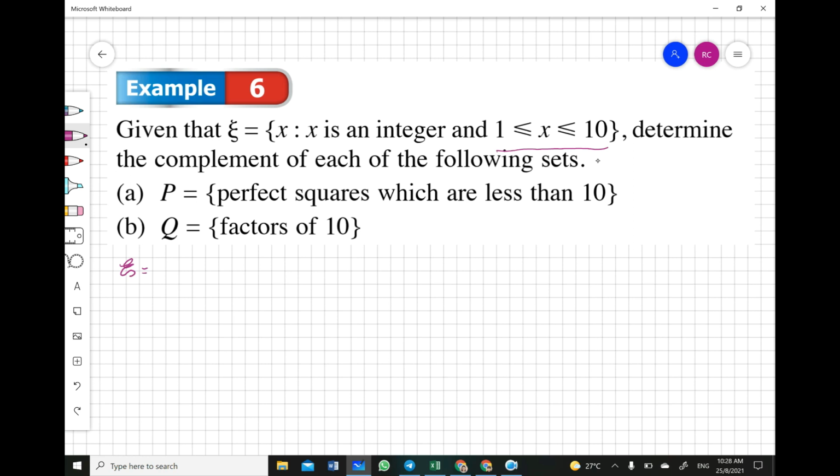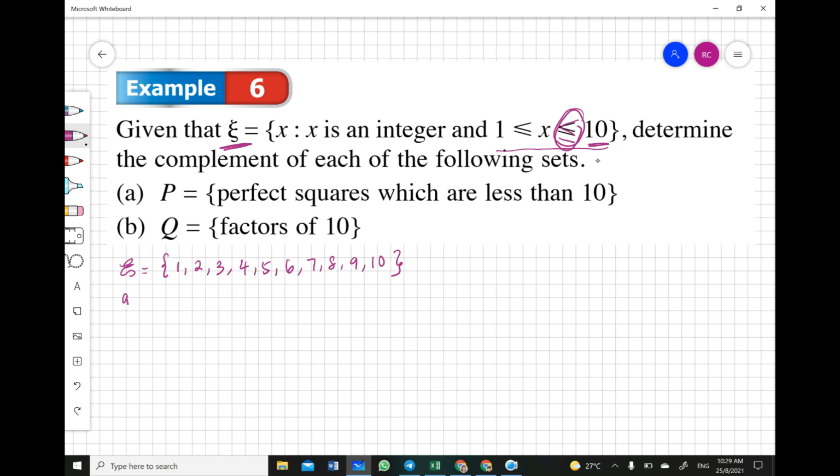The universal set will be, you use the curly braces, open the curly braces, 1, 2, 3, until 9. Until 10, because this is less than or equal to. Okay, less than or equal to means it can be equal to 10. So 1, 2, 3, 4, 5, 6, 7, 8, 9, up to 10. So this is our universal set now, because they already stated it over there.